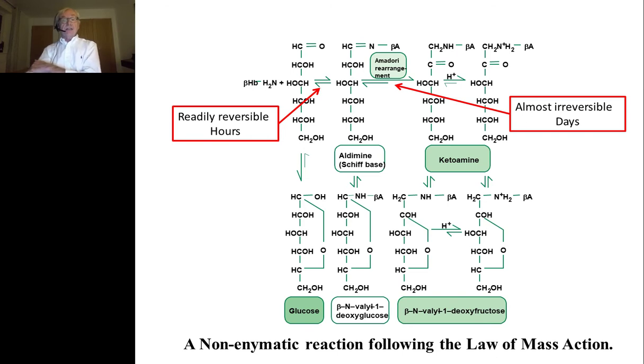The entire reaction follows the law of mass action. It's a non-enzymatic reaction, which actually means the more of the reactants there are, the more of the product is formed. So in a hemoglobin molecule, this takes place over the lifespan of the red cell. And once this glycated hemoglobin is formed, it remains in place for the life of that red cell.